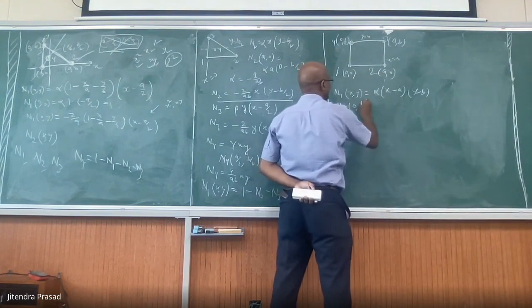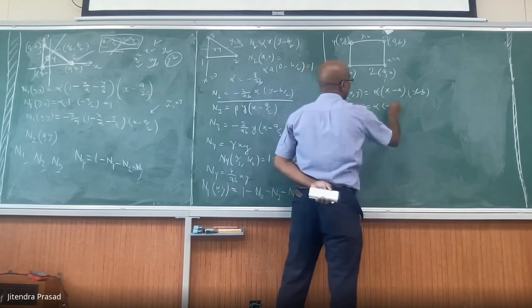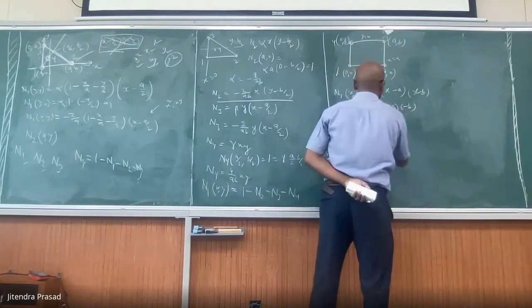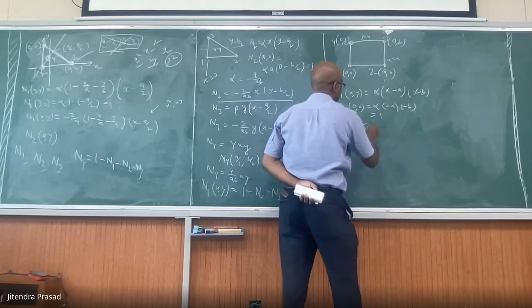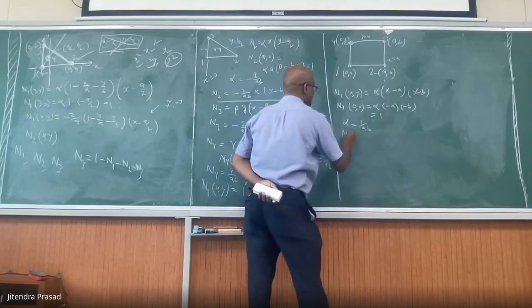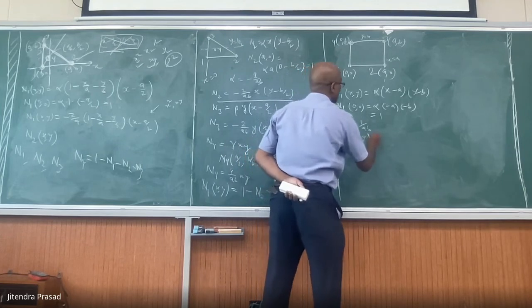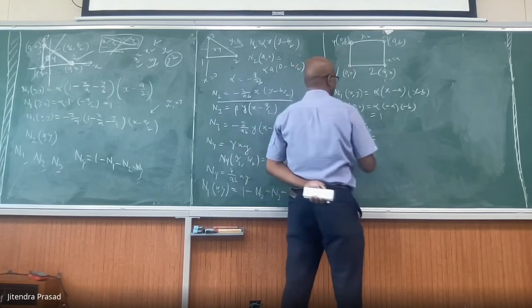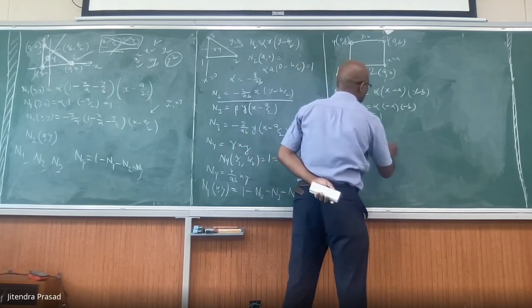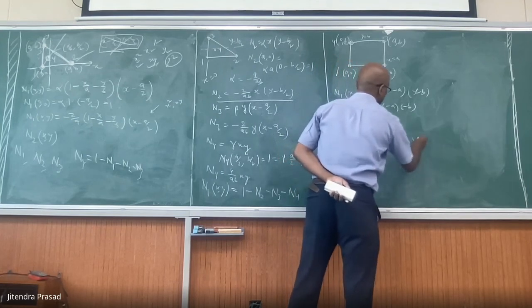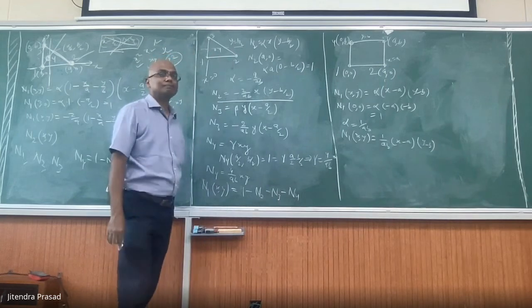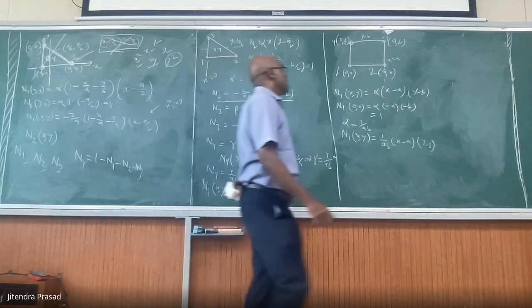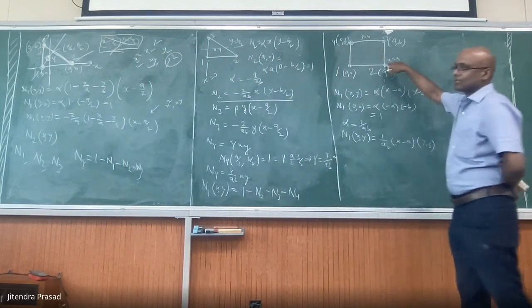And you know that n1 at (0, 0) has to be equal to 1, so alpha times (minus a)(minus b) is equal to 1. So alpha equals 1 over ab. And you know in that case that n1(x,y) is equal to 1 over ab times (x minus a)(y minus b). Right? Similarly, you can do for others.